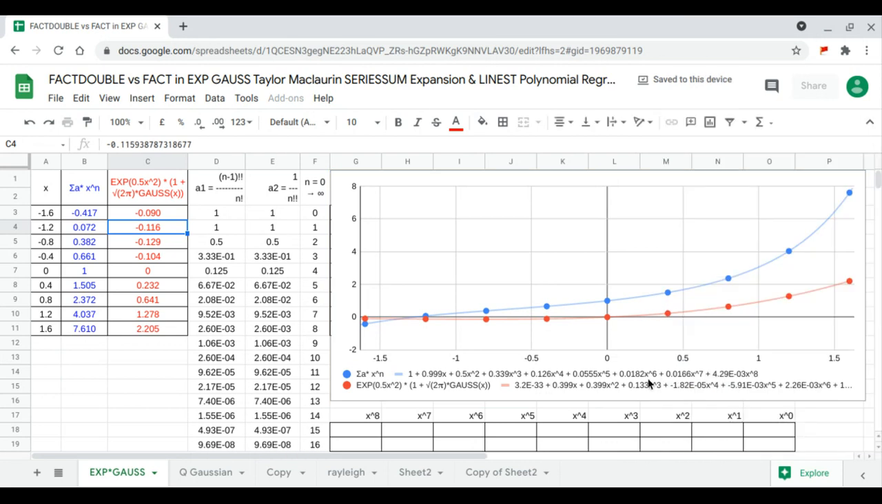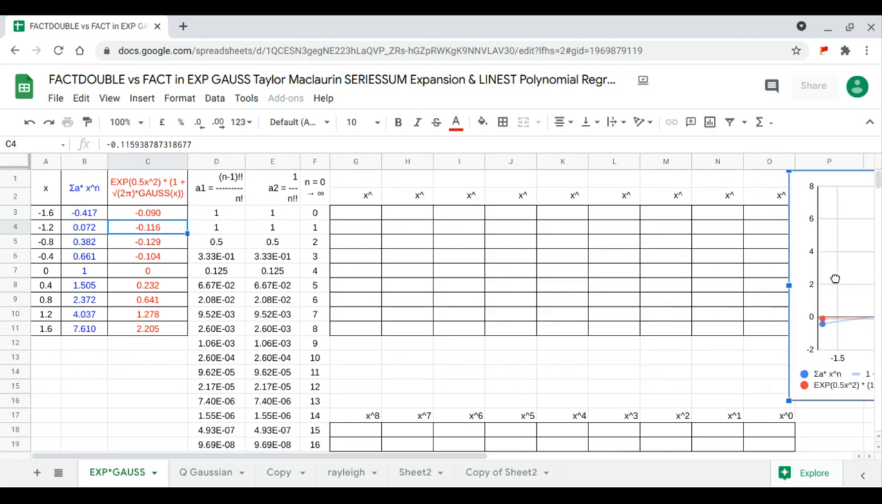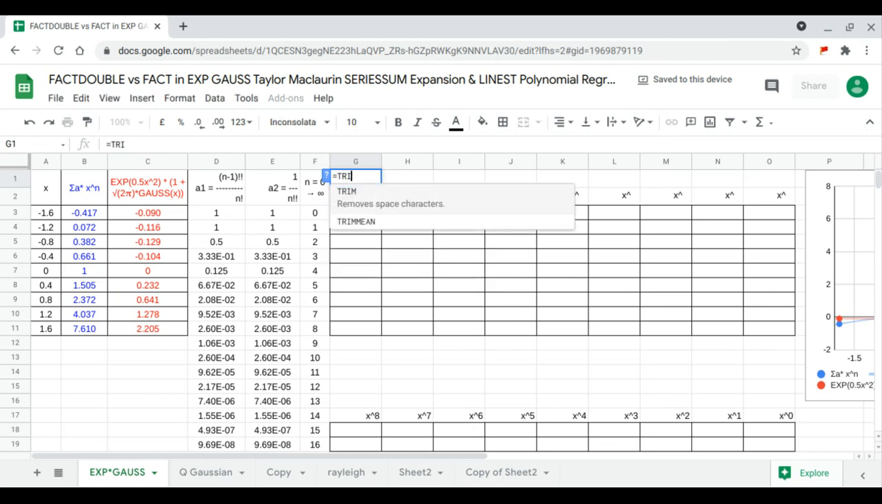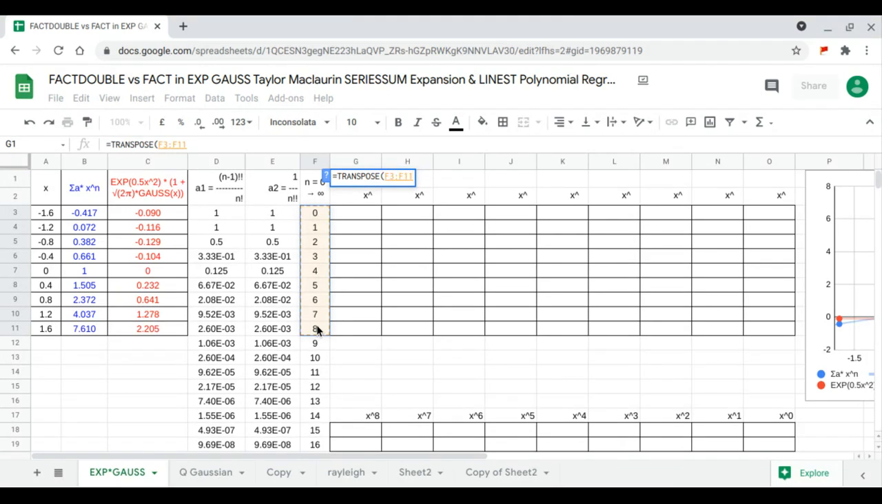We'll calculate the regression coefficient using LINEST. To do that, we complete the LINEST matrix. So we begin with the power. Transpose from 0 to 8. And the elements of the matrix. So array formula of the x values raised to the power 0 to 8.